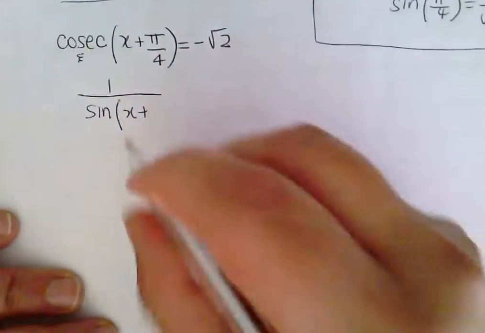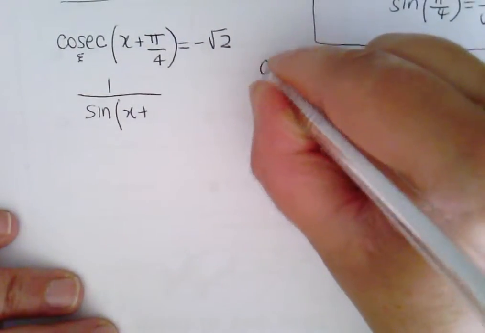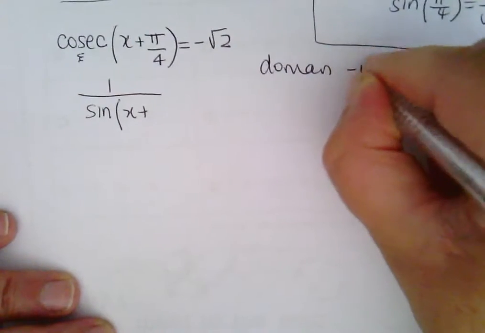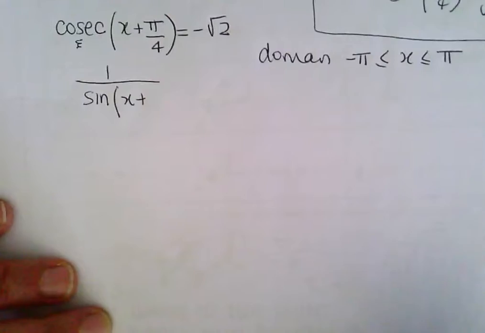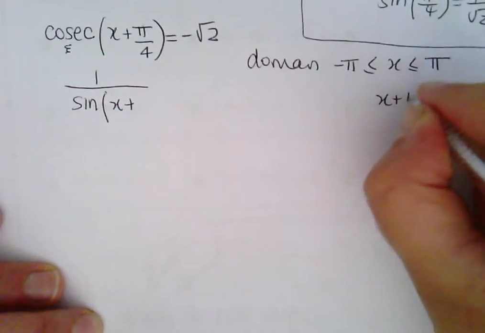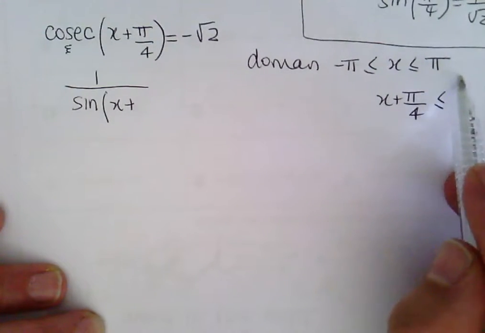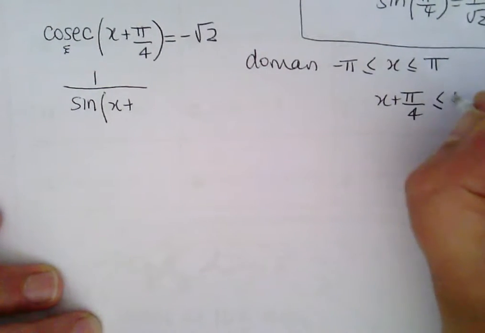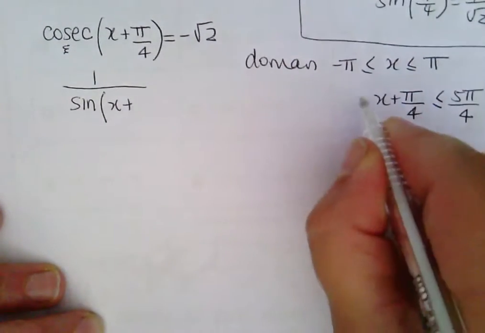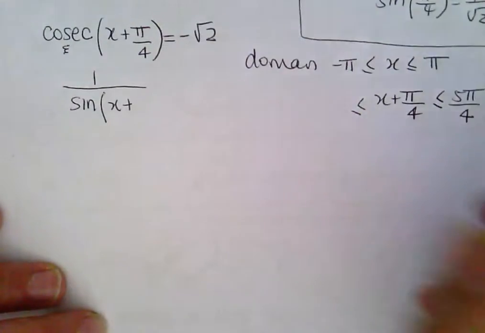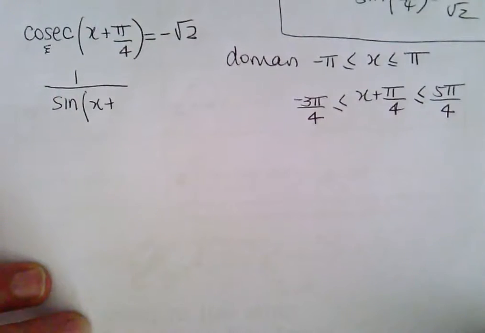Here's our second example. Cosec of x plus pi on 4 equals -√2. The domain in the question is from -pi less than or equal to x less than or equal to pi. So, of course, we have to change it to x plus pi on 4. So what do we do when we add pi on 4 to each of those? You get 1 1/4 pi. And what's -1 plus 1/4? -3 pi on 4 is our shifted domain.